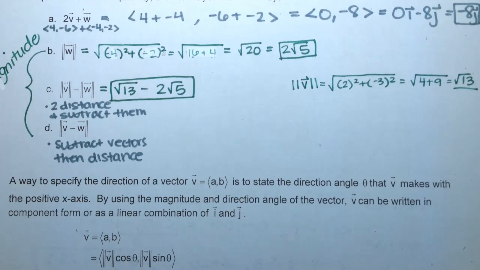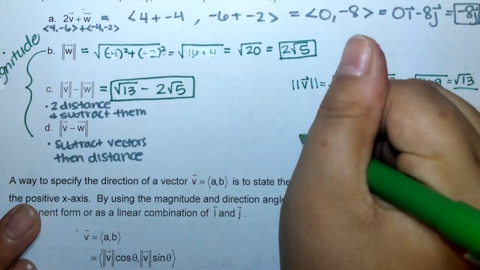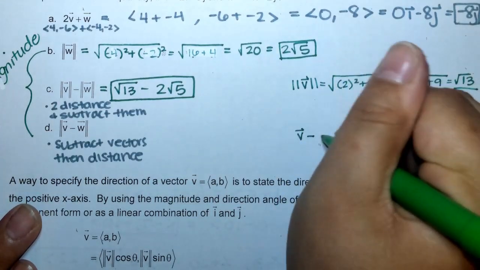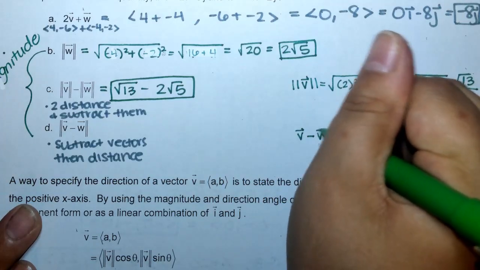Alright, for letter D, what am I going to do for this one? Let me subtract these vectors. What is vector V minus vector W?